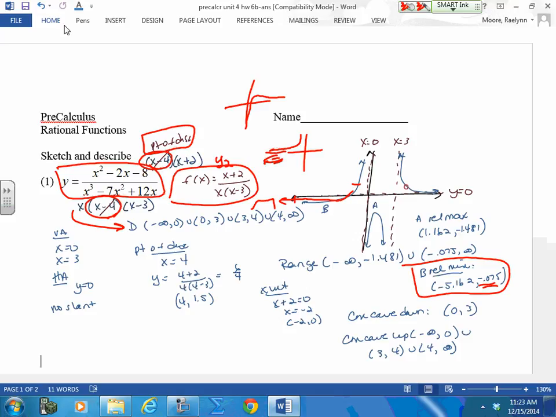You're going to have to do this because I have no table. I have no calculator here. My calculator is just not coming up today. Not behaving.